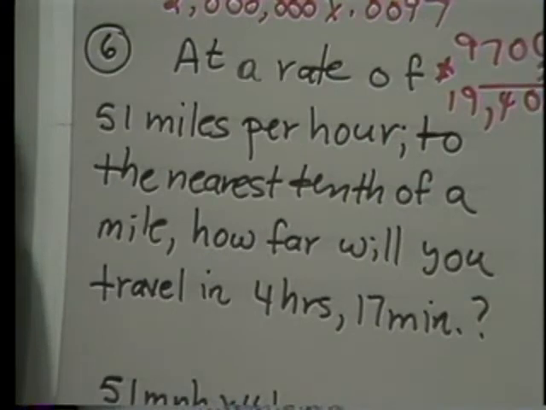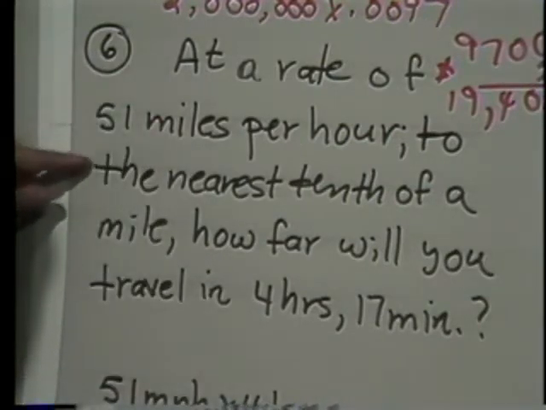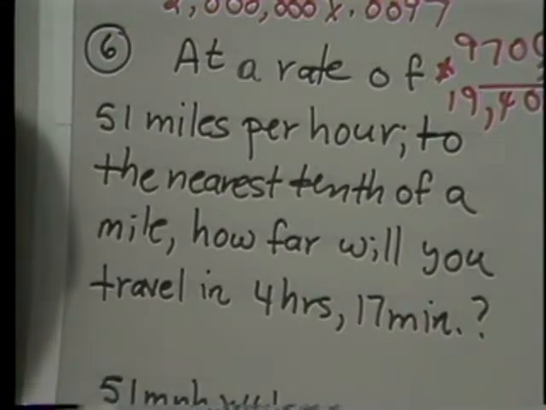Now, starting with problem number 6, we take the metric system out of the picture, so to speak, and we talk about other kinds of rates. At a rate of 51 miles per hour, to the nearest tenth of a mile, how far will you travel in 4 hours and 17 minutes?